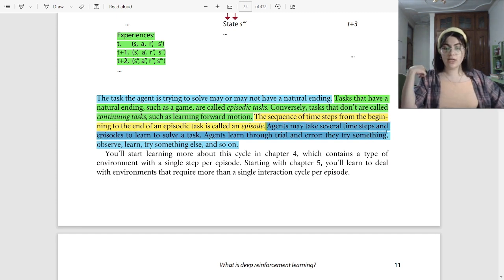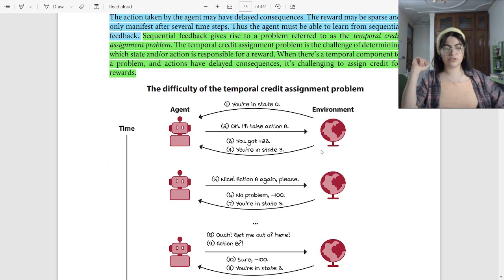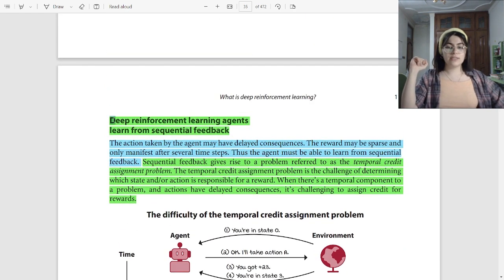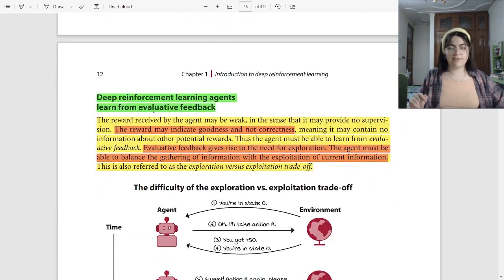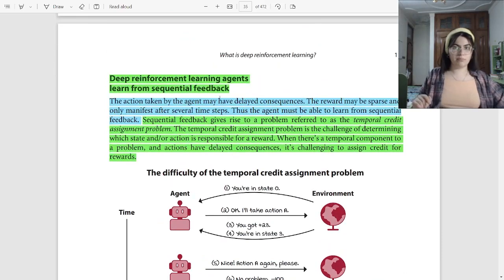Agents may take several time steps and episodes to learn to solve a task. Agents learn through trial and error. They try something, observe, learn, try something else, and so on. So here we will have a good example of how trial and error works. But first, deep reinforcement learning agents learn from sequential feedback. One of the key terms: we have sequential, we have evaluative, and then we have sampled. Let's see what sequential means here.